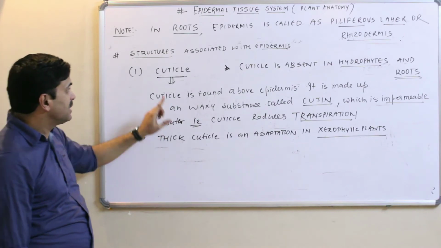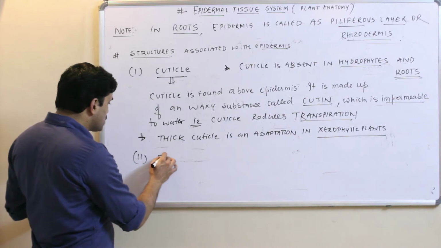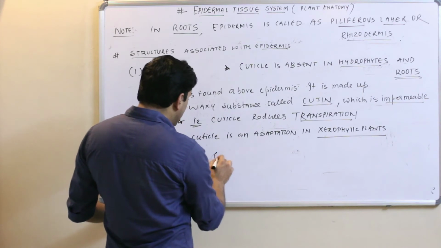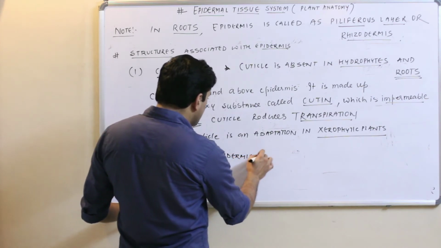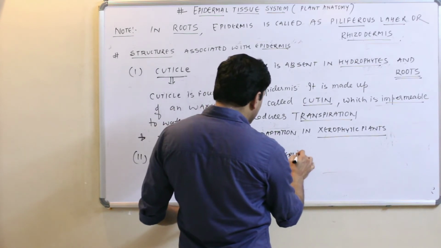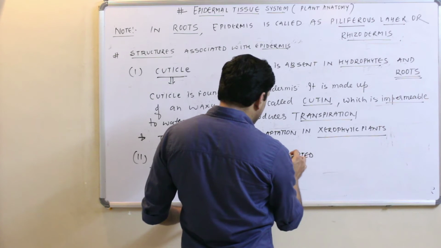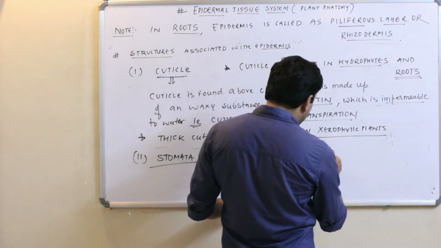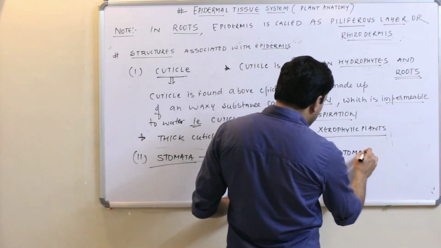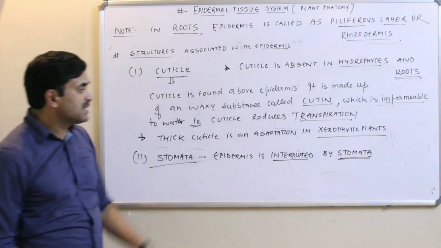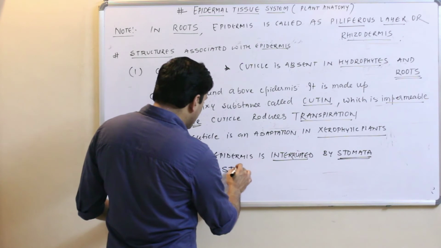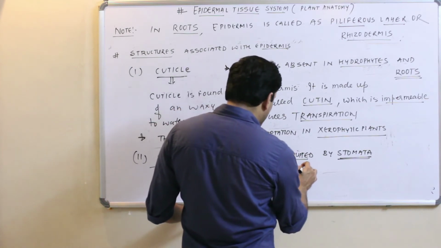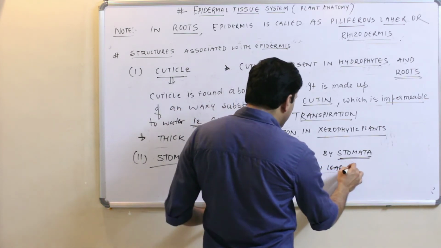Alright. Now coming to the next one, which is known as the stomata. The epidermis is interrupted by stomata. Epidermis is interrupted by stomata. Now stomata are found on the leaf epidermis.